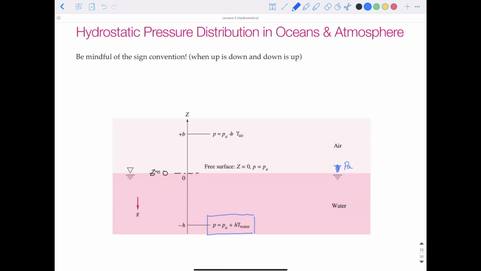Now looking up into our gas environment, going into the atmosphere, we have air. Our pressure is equal to the same equation, P plus the distance h, and h is now positive, times the specific weight of air. So as we go down into water, we increase our pressure because that h is negative, and as we go upwards, we decrease our pressure.